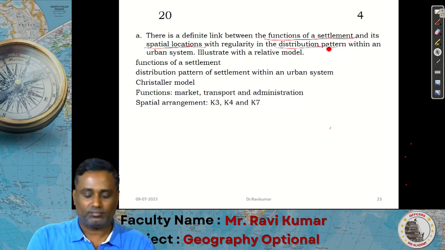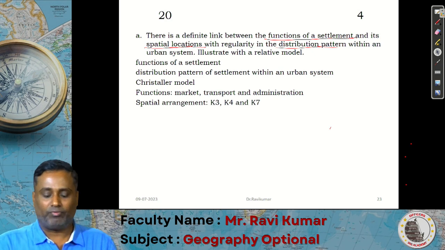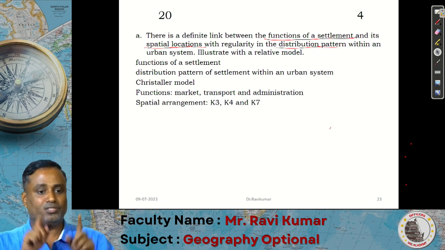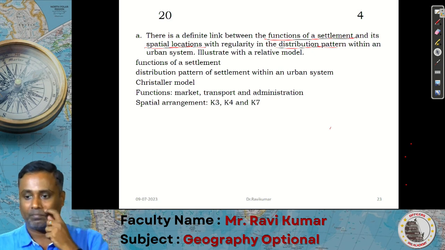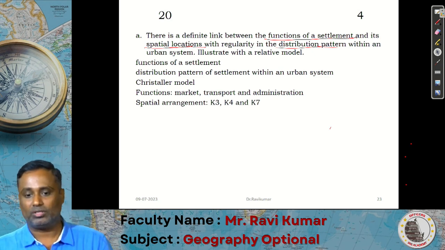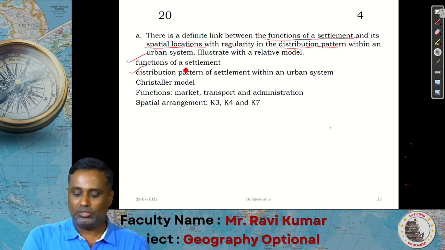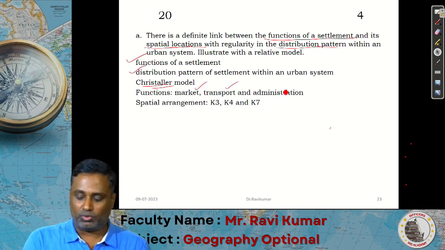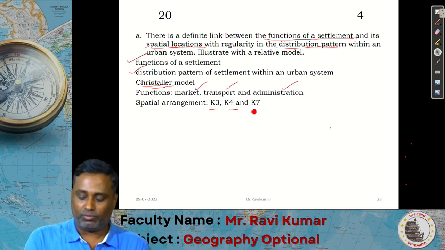distribution pattern. You have seen the triangles, honeycomb structure, distribution pattern, function of settlements: market, transport, administrative settlement, spatial location, where it should be on the hexagon. This is given by Christaller. That's the direct question of Christaller's statement. So we can say what is the function of settlement, distribution pattern of settlement within the urban system. These are the introductions. All this is explained by the Christaller model. So Christaller used 3 types of functions: market, transport, and administration. He is explaining the spatial arrangement based on K3, K4, K7 arrangement.